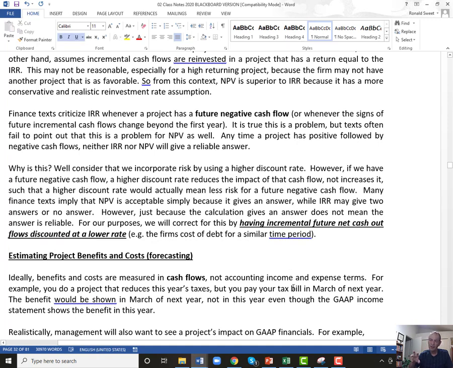We're not going to get into that. I used to cover this quite heavily in this class, but I don't anymore. I just want you to be aware of the issue. So if you ever have a project where there's a negative cash flow in the future, I recommend either using the firm's cost of debt or using a risk-free rate like the treasuries. We'll talk about lower discount rates that you can use.